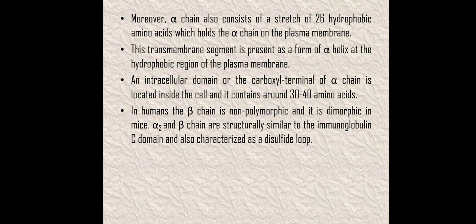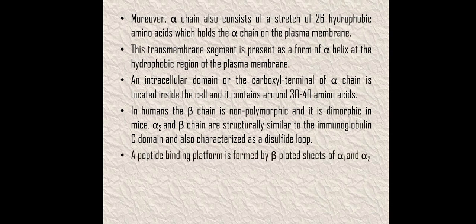In humans, the beta chain, that is beta 2 microglobulin, is non-polymorphic, and it is dimorphic in mice. Alpha 3 and beta 2 microglobulin are structurally similar to the immunoglobulin constant domain and are also characterized by a disulfide loop. A peptide binding platform is formed by the beta pleated sheets of the alpha 1 and alpha 2 domains.